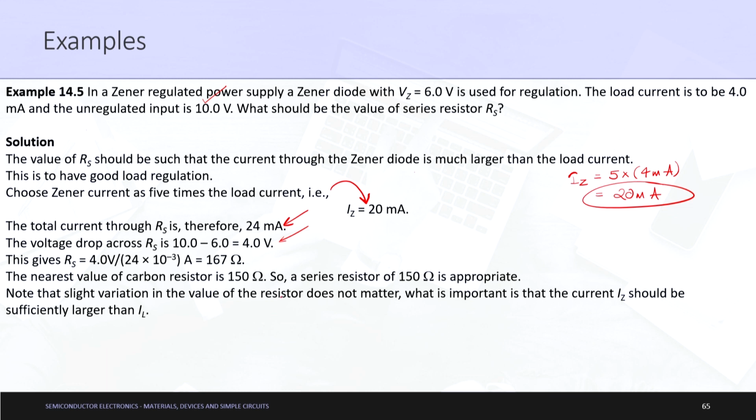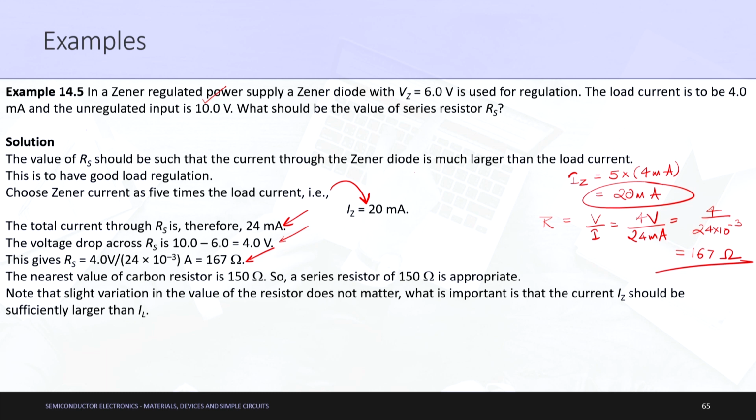This gives RS equal to 4 volts upon 24 into 10 to the power minus 3, which is equal to 167 ohms. Okay. So that is how you can understand this: RS is obtained directly using the relation V by I. What was V? V was 4. What was the value of I? It is 24 milliamperes. So it is 4 divided by 24 into 10 to the power minus 3, which is equal to 167 ohms. Okay. So that is how you got the value of RS.